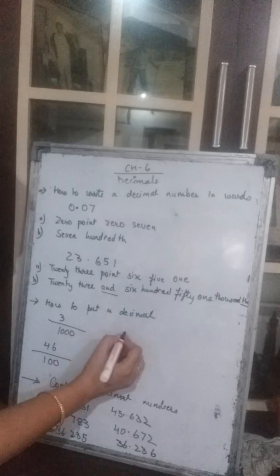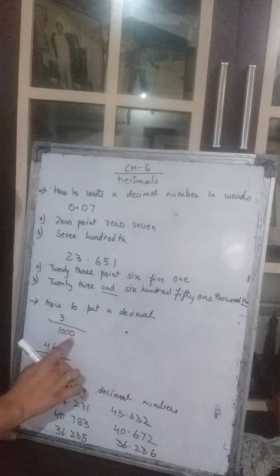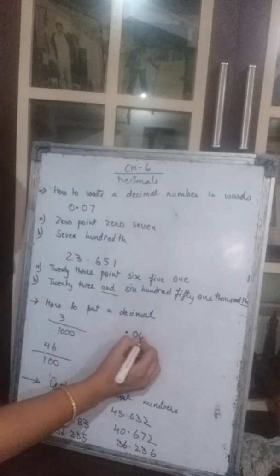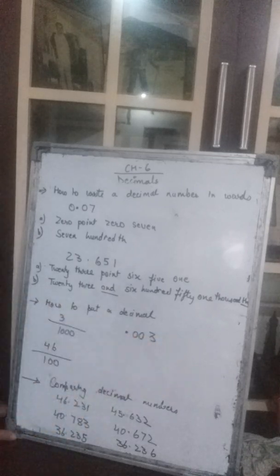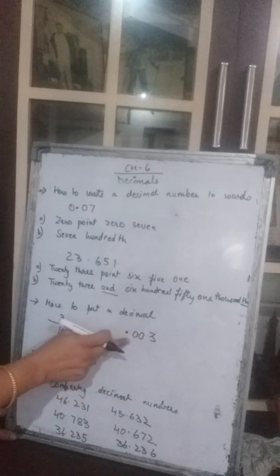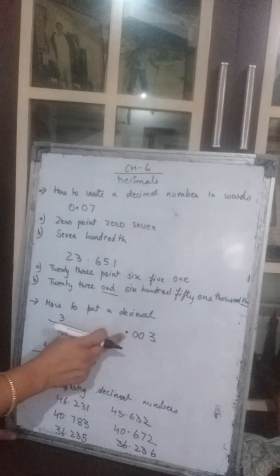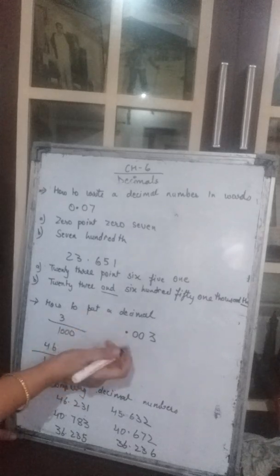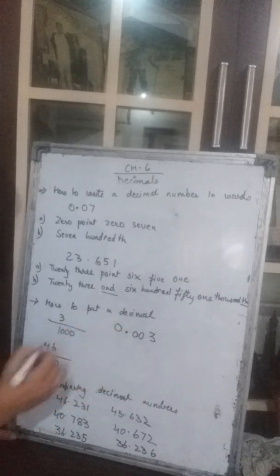So, 3 zeros are there, but here only 1 digit is there. So, we will add 2 zeros. 2 zeros and then 3 will come. Always add the 0 on the left hand side. You know that very well. And then put a decimal. And this is also incomplete. Here something has to be there. Nothing is there, so we will put simply 0.